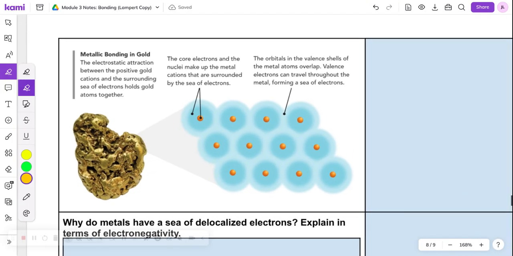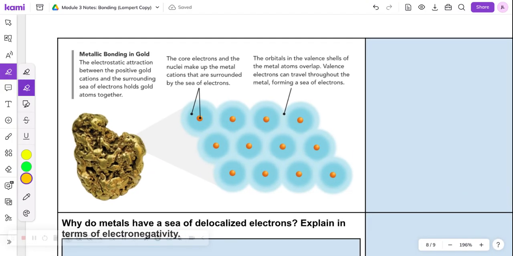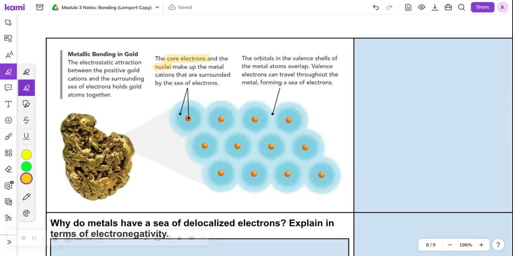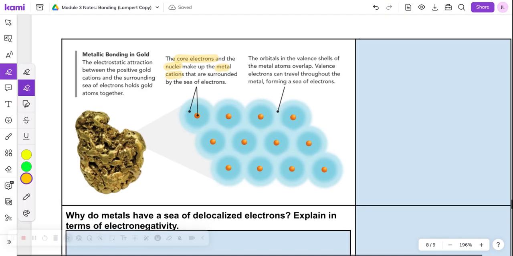So this next slide describes the bonding in gold. Here we're showing the core electrons and the nuclei. These are the metal cations, right? So all the core electrons don't move, and the nucleus doesn't move. But they have this sea of electrons. So we have these valence shell orbitals that can travel throughout the metal. So they're no longer attached to the nucleus.